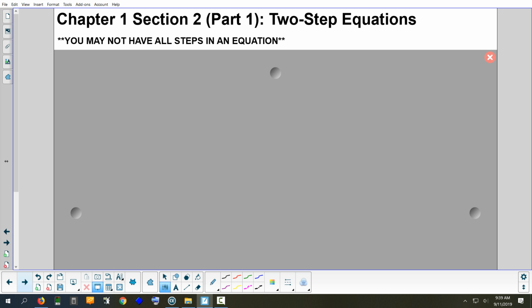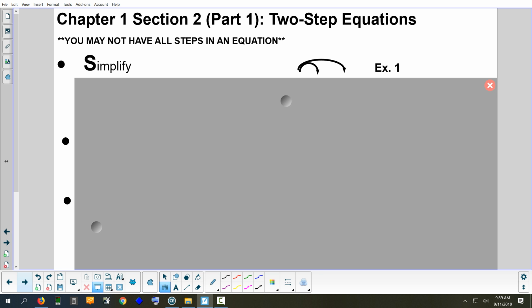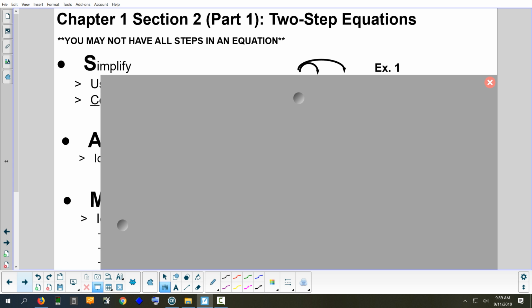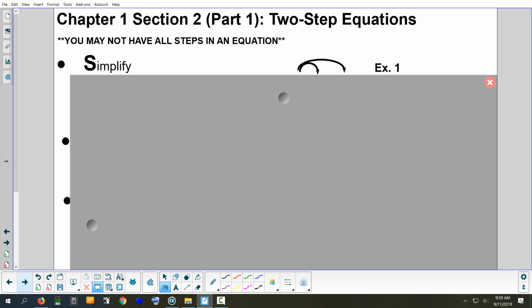Now, even though all the equations we do are going to have more than one step, you may not have every step in every problem. Because that would make the problems kind of long. So, not every problem has every step. But the very first thing we're going to do is simplify. You're going to see these 3 letters, S-A-M. S-A-M is going to help you remember what steps to do first. Some people think PEMDAS. No, you don't use PEMDAS.